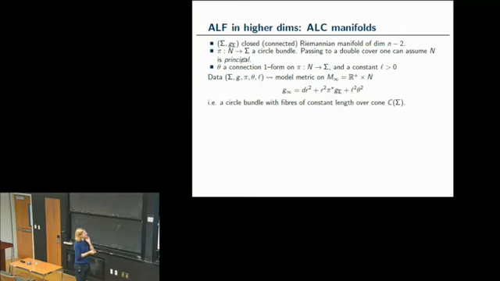And this data is going to give me a model metric. You want to think of the analogy with asymptotically conical things. It's still topologically R across this end, so it still looks like a cone. But I'm not going to give it that metric anymore. Instead, I give it a cone metric here, but on the fibration directions I just give it this length L. So the way that you should think of this is that I've got a circle bundle over a cone, but with the circles of constant length. So we want to think of this as the possible asymptotic model for our ALC space.